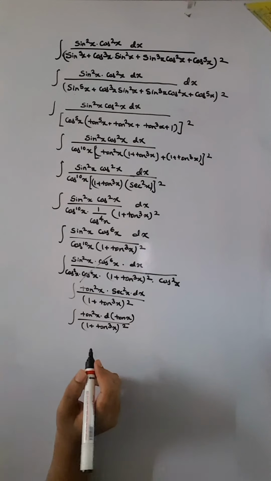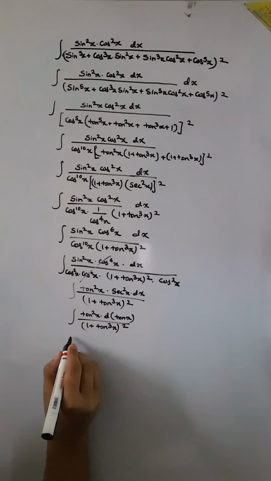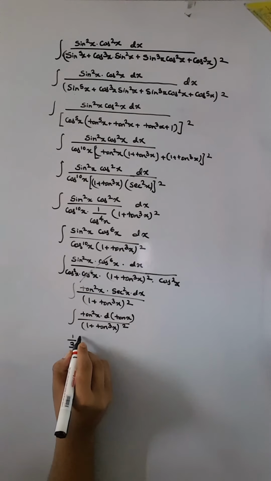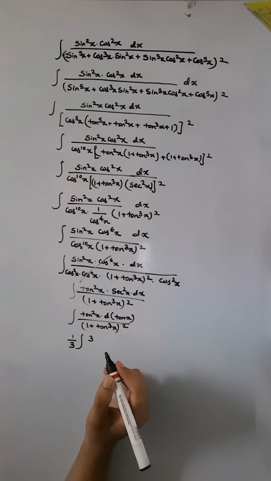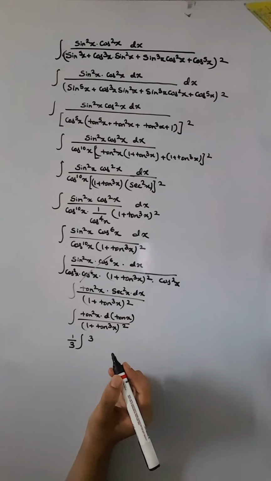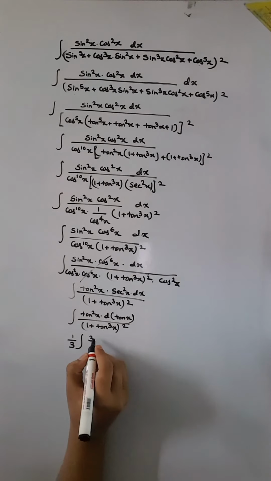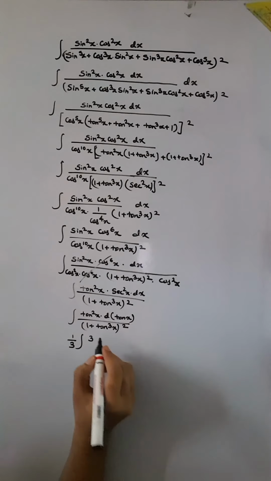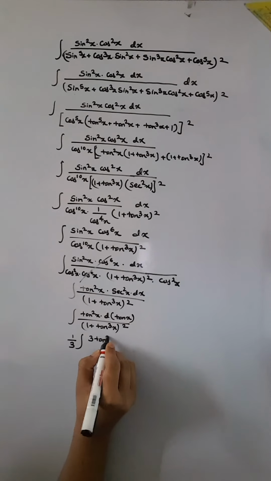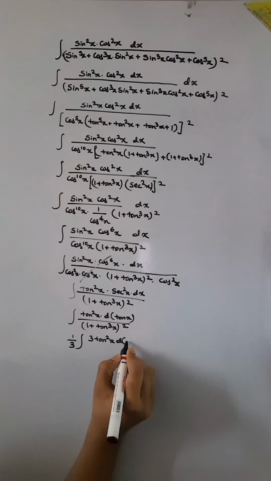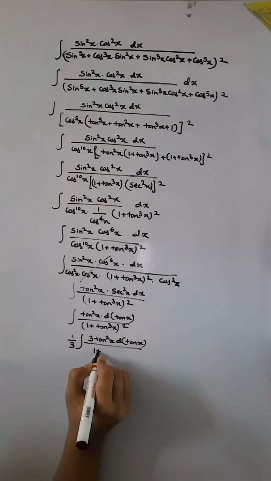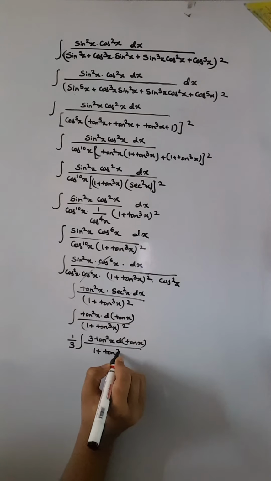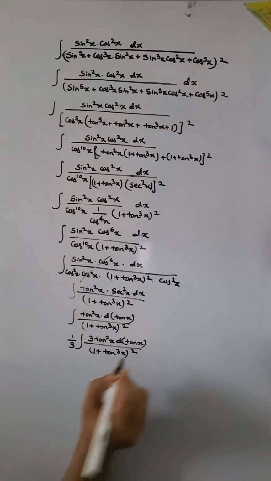So this is the thing. If we divide the integration by 3, then in the numerator we can multiply by 3, because we are dividing by 3 and multiplying by 3 in the numerator, so the whole thing neutralizes. It can become 3 tan square x multiplied with d of tan x, divided by 1 plus tan cube x whole square.